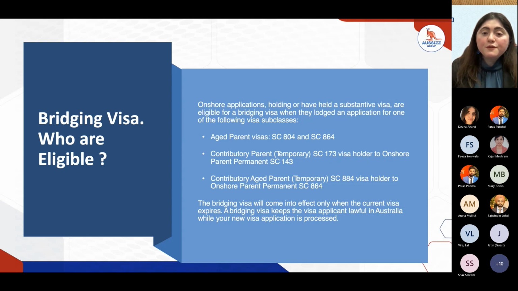You also get a bridging visa if you're lodging a contributory aged parent visa, which is a temporary visa. The bridging visa comes into effect when your current visa expires. So, for example, if your tourist visa is expiring on the 1st of September 2022, and you've lodged a valid contributory aged parent visa application in Australia, your bridging visa will kick in the day after your visa expires. So you can stay lawfully in Australia meanwhile.